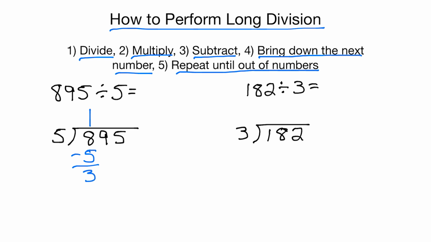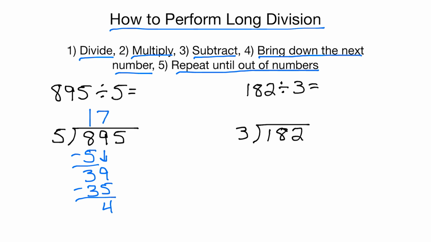Step 4, bring down the next number. In this case, it's a 9. Okay, how many groups of 5 are in the number 39? There are 7 groups of 5 in 39. So 7, now we multiply. 7 times 5 is 35. And subtract. 39 minus 35 is 4.